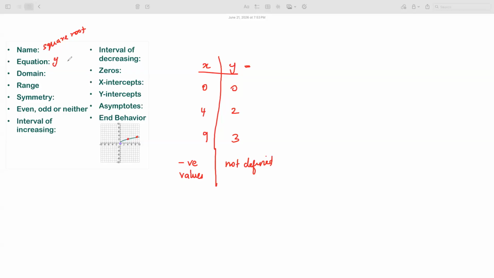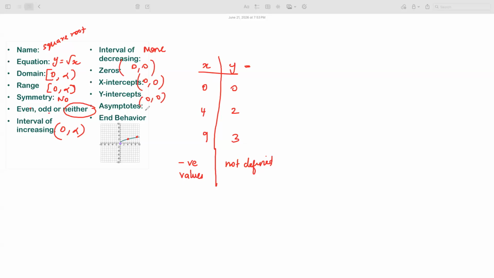Equation is y equal to square root of x. Domain is 0, included, to infinity. Range is again the same thing, right? Symmetry, is it symmetric? No, it's not even, it's not odd, so neither. Interval of increasing is 0 to infinity. Interval of decreasing is none. Zeros are 0, 0, x-intercepts are 0, 0.